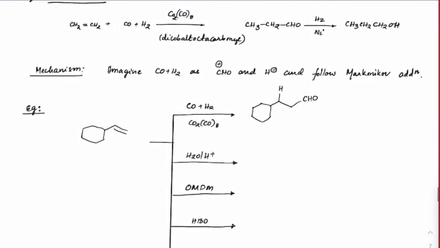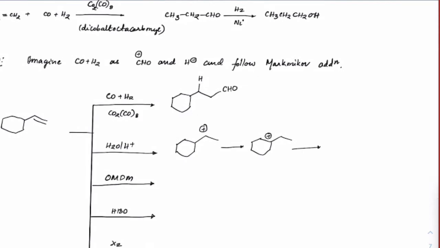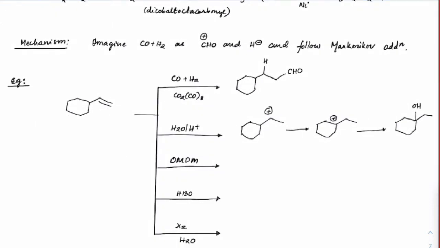Next, check out here: H2O and H plus. In case of H2O and H plus, we know that H plus gets added. I'm only writing the major product. So first a carbocation will be formed here. By adding that, it will get rearranged to get a carbocation here, and on that we will have addition of water. So OH will come here. So that will be the final product.